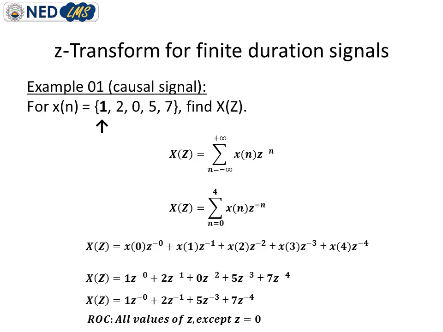So moving on with the numerical examples to calculate the Z transform of any signal. First we are considering finite duration signals, and in finite duration signals we can have three classifications.